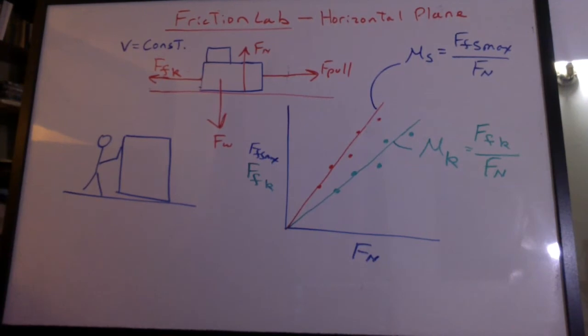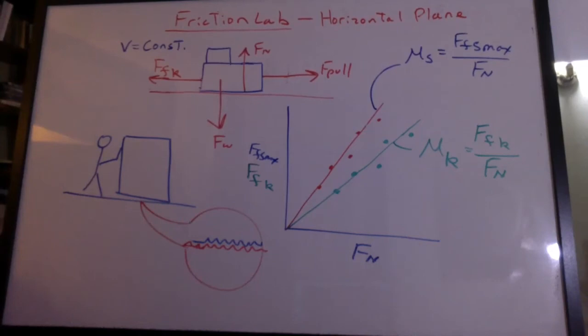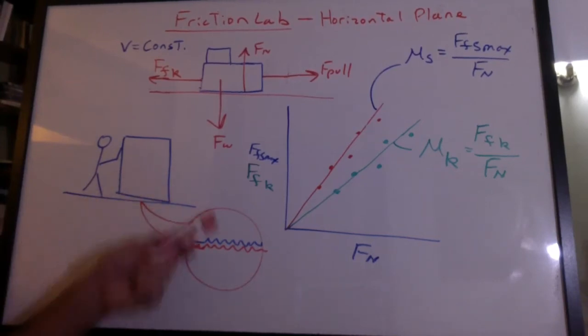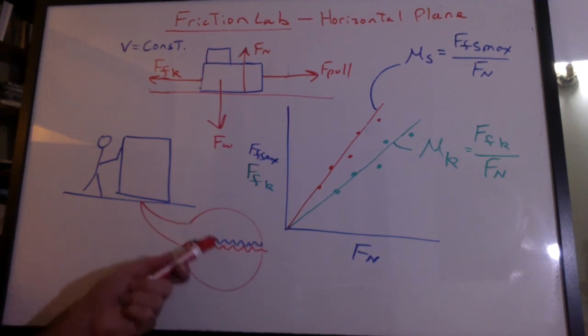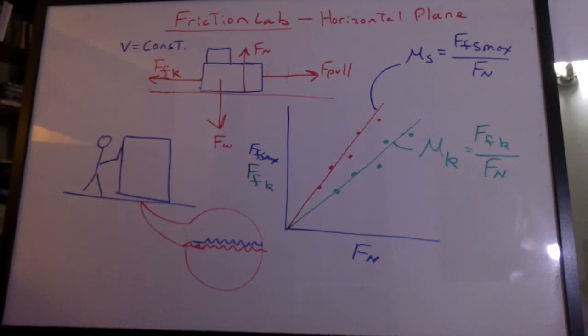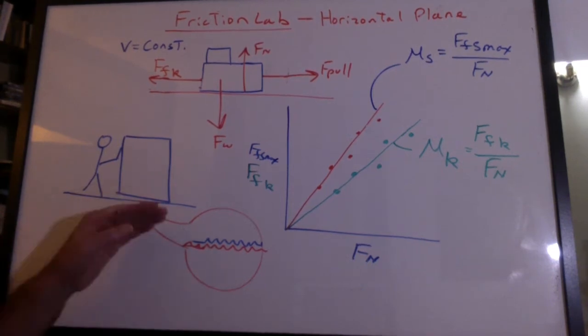Well, what's going on has to do with a microscopic view at the surface. If we zoom in on a surface, we can see that the box has undulations in it, and so does the floor. Well, these teeth, if you will, settle in place and latch onto each other in such a way that they don't want to move when it's static. And then we push and push, and it pushes back.